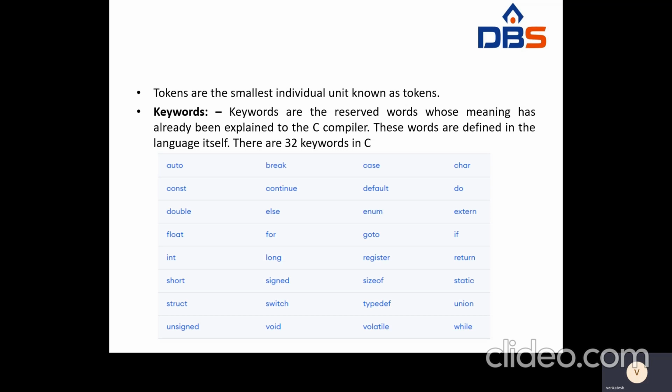So what are the various keywords? Auto, const, double, float, int, short, struct, unsigned, break, continue, else, for, long, signed, switch, void, case, default, enum, goto, register, sizeof, typedef, volatile, char, do, extern, if, return, static, union, while. All these are the different types of keywords. In total, we have 32 keywords.